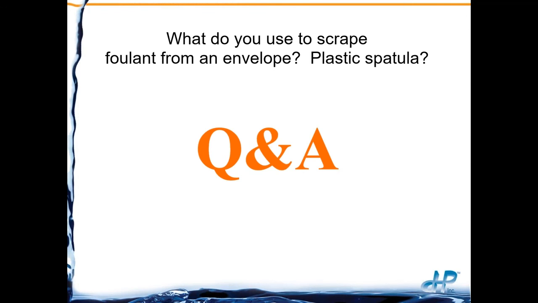Next question is, what do you use to scrape foulant from an envelope? Plastic spatula, and the answer to that is yes. We have a couple different spatulas. Some are a wide one, a good 4 inches to 6 inches wide, and then we have a small nylon one that is a couple inches wide that we scrape it off with. Depending on how much foulant we have on there will determine which one we use.